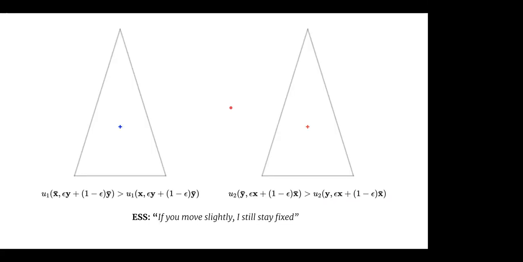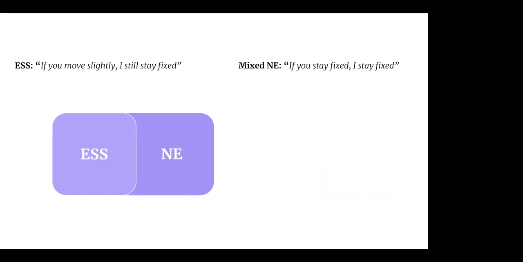Okay, so we have 2 points here. One, we have the Nash equilibrium, which is if you stay fixed, I'm going to stay fixed. And encapsulated within that is the evolutionary stable strategy, the idea that if the other agent moves slightly, or if both agents move, neither has the incentive to unilaterally deviate. It doesn't roll off the tongue as well, so I'm going to say it this way: if both agents are going to say, if you move slightly, I'm going to stay fixed. I'm not going to move with you.